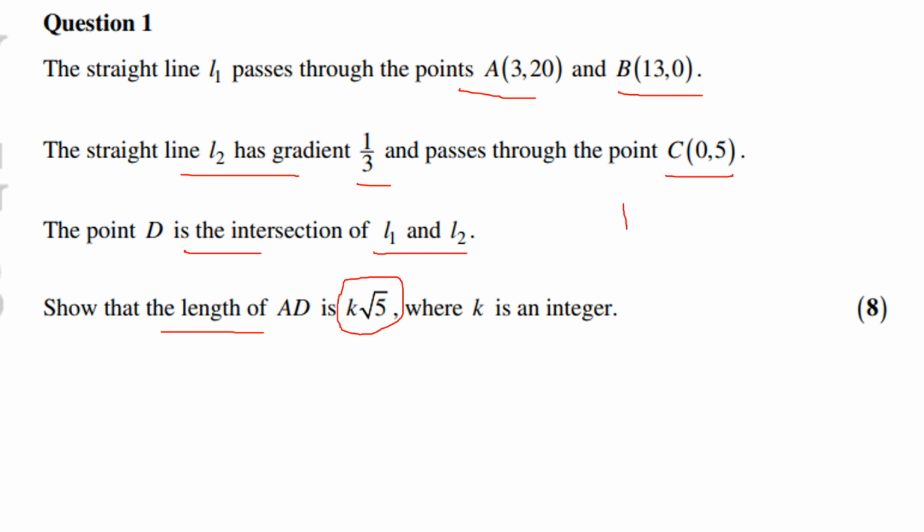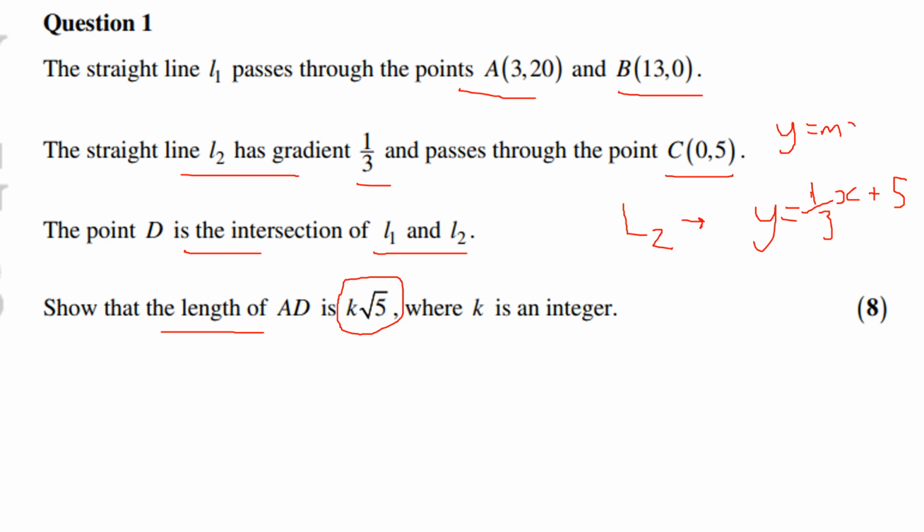Well, first of all, L2 here is nice and easy to write. So L2 is y equals 1/3 x, or x over 3, plus 5. That's nice and easy in the form y equals mx plus c, where m is your gradient and c is your y-intercept.